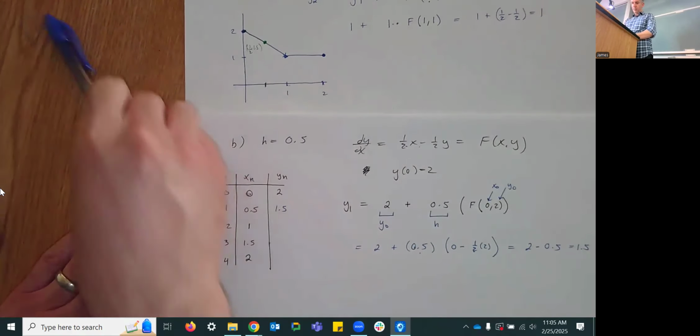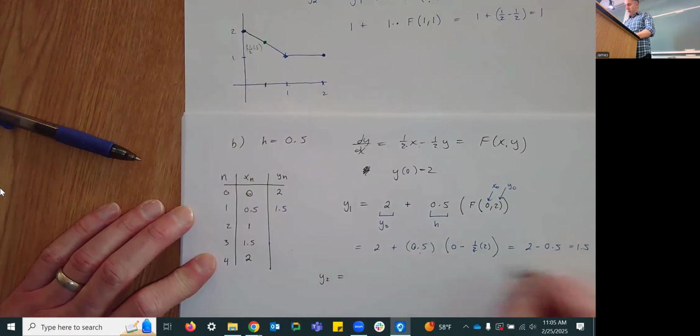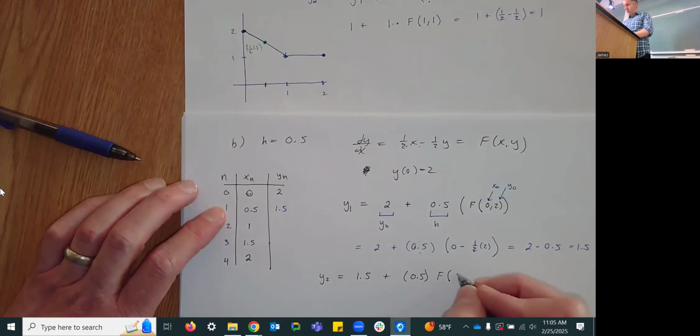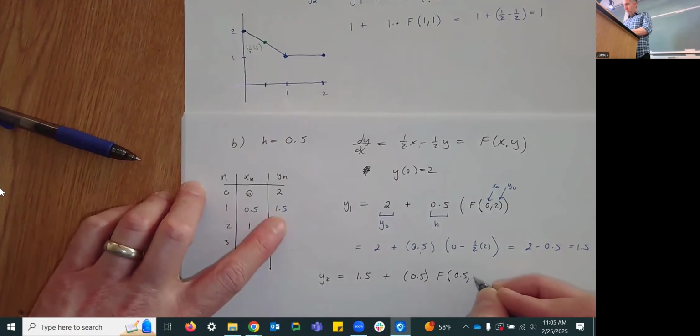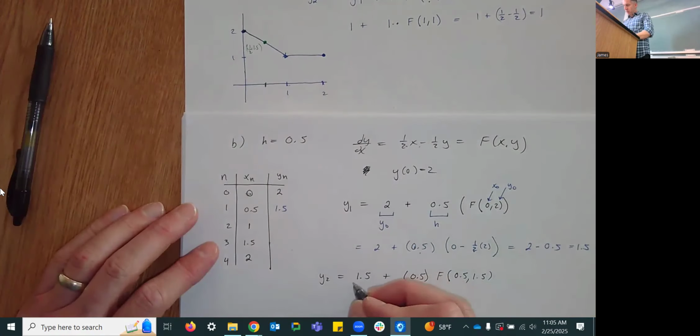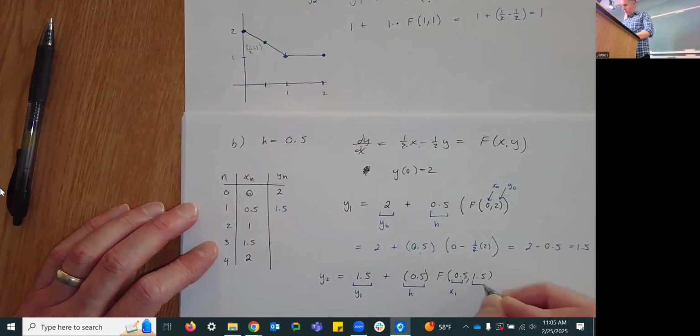So now to find y sub 2, it's going to be the previous y value, y sub 1, plus the same value for h. And then we have f of previous x value, comma, previous y value. Again, just to make sure everyone's clear with what's happening here. That's my y sub 1. That's again h. That's again x sub 1, y sub 1.